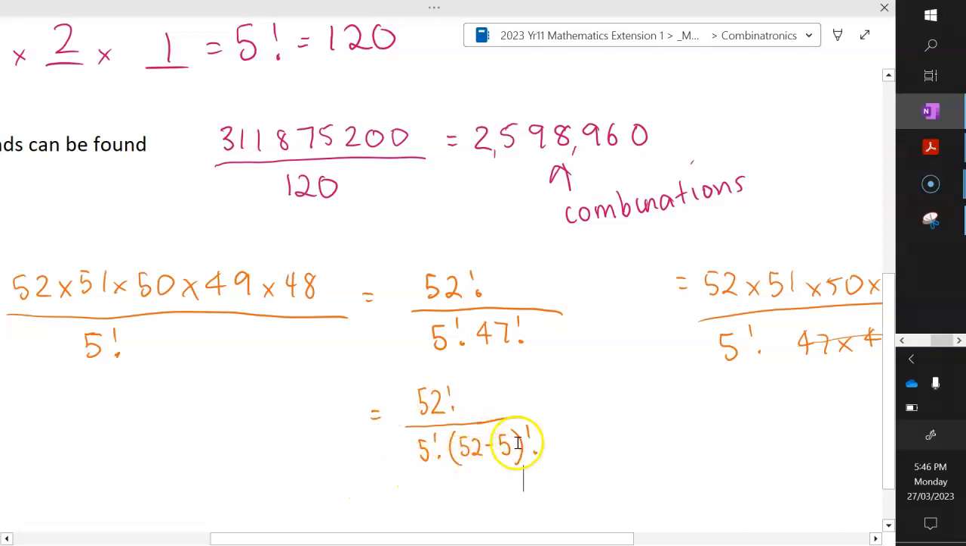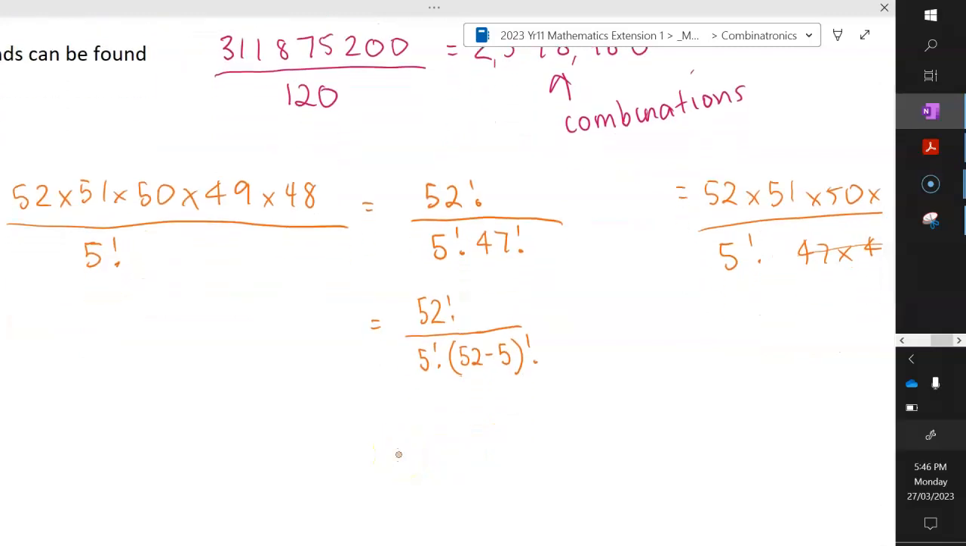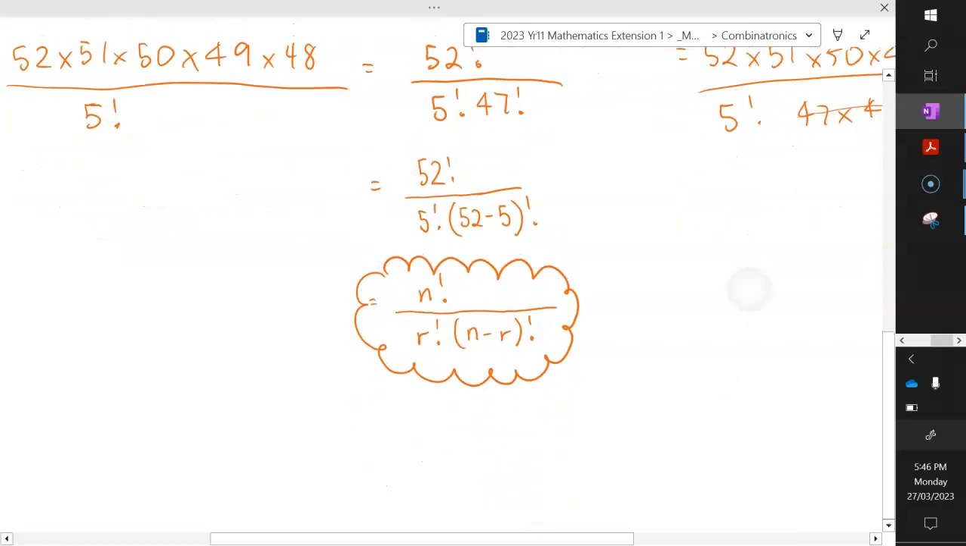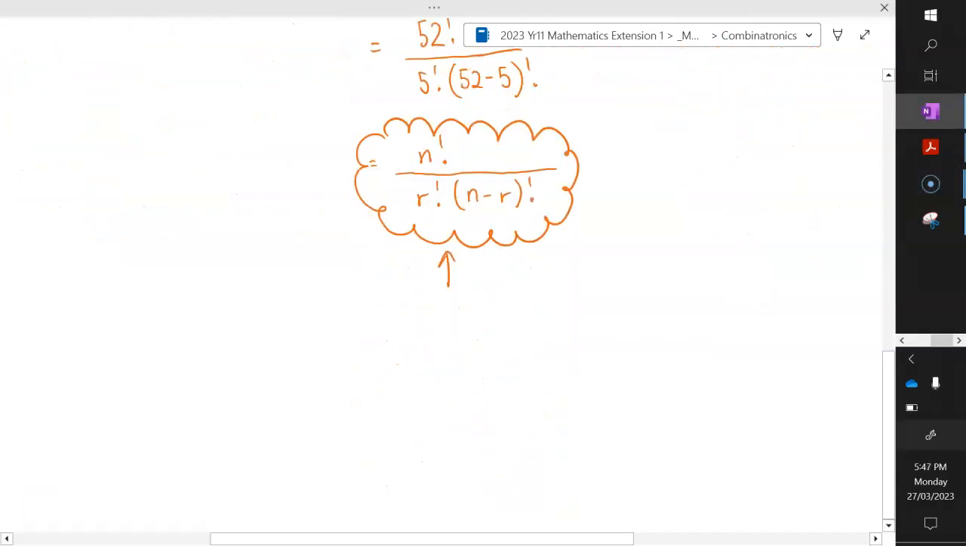So I'm going to write this in a generic form. I'm going to write this formula as n factorial, because that was the number of cards we had, and I wanted to choose 5 cards from that 52. So I'm going to pop that as my r factorial, or some people use k instead. And I'm going to pop under there as well my n minus r factorial. And this is my formula that I'm going to be using for my combination. So this is my combination formula.